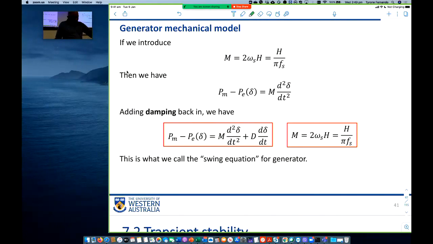I think there is some mistake here. Omega s should be here. Omega s is 2 pi f, right? Then we arrive at H on pi fs. 2 pi fs, right? Omega is 2 pi fs. It's a sign in the formula.